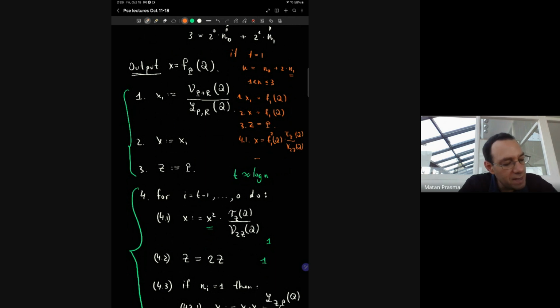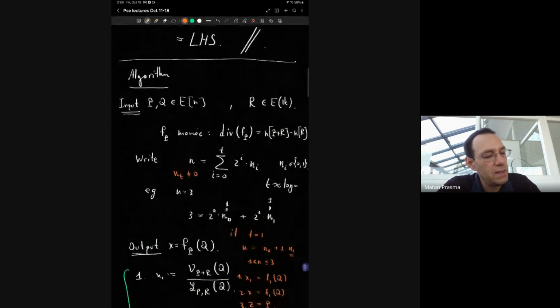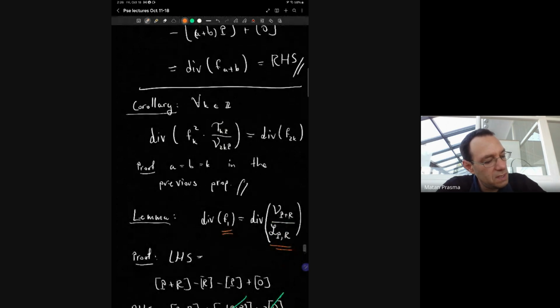But we had another lemma that this is equal to f_{1+1} of Q, so f_2 of Q. You remember this? We had a lemma without the Q, but the lemma is more general. It tells you that the two rational functions are equal. So let me just show you the lemma. You see, this was a corollary from a lemma.